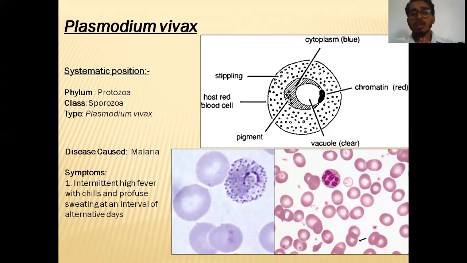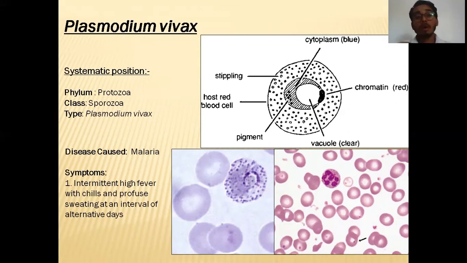The disease is what you already know as malaria, and the symptoms are high intermittent fever with chill. Some chilliness is observed, and there will be profuse sweating at intervals of alternate days. If a person has a fever on alternate days, and profuse sweating on alternate days, then that person is supposed to have malaria. These are the symptoms.